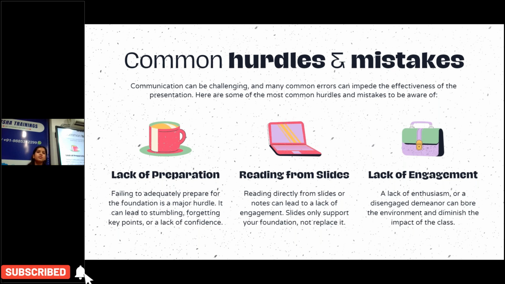Next is lack of preparation. When you're going to some interview or presentations or anything, if you don't know the topic, how will you speak? You can't, right? So you need to at least know basics of it, and you need to prepare way before it. So the first thing is lack of preparation. You guys have to prepare.